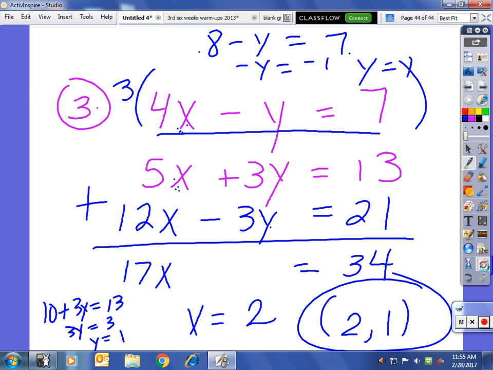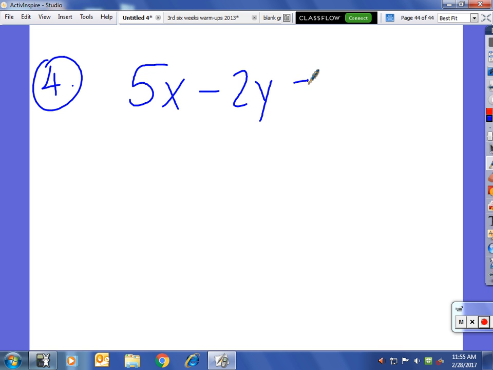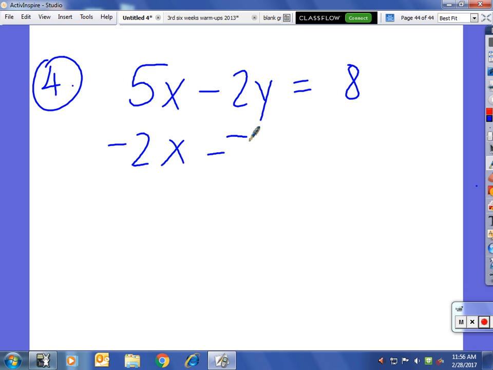Okay, now look at number 4. 5x minus 2y equals 8. 2x plus 7y. Actually, let me switch this up a little bit. Negative 2x minus 7y equals negative 11. Okay, we have a situation here, folks.